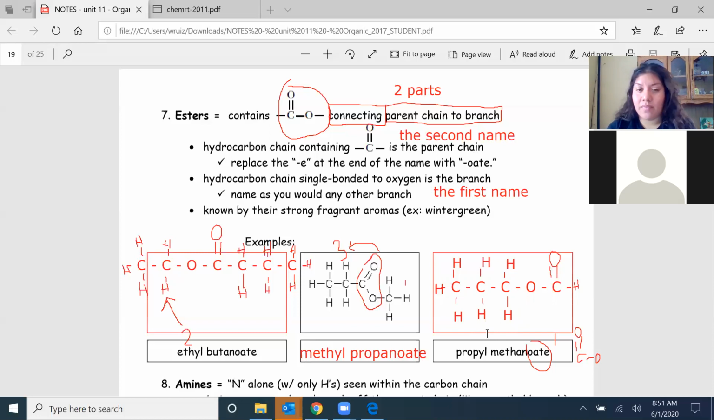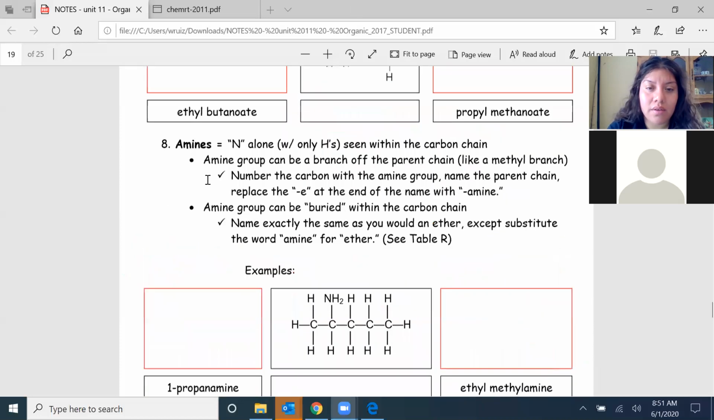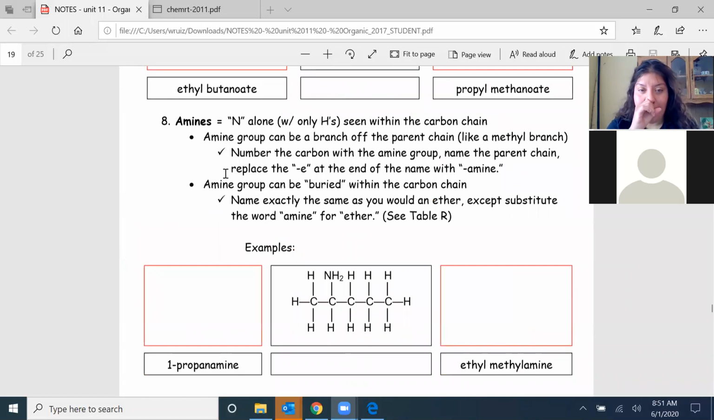So those are your esters. Your amines, they're all with an N. An amine means there's a nitrogen. The way I remember, the N means there's nitrogens involved. So there's N with hydrogens within the carbon chain. So they're inside of it. They're not in a branch. They're not at the end. Well, they can be found at the end. If it's a branch off the parent chain, like a methyl branch, you number the carbon with the amine group, name the parent chain, and replace the E at the end with amine. And you name it exactly as you would an ether, except substitute the word amine for ether.